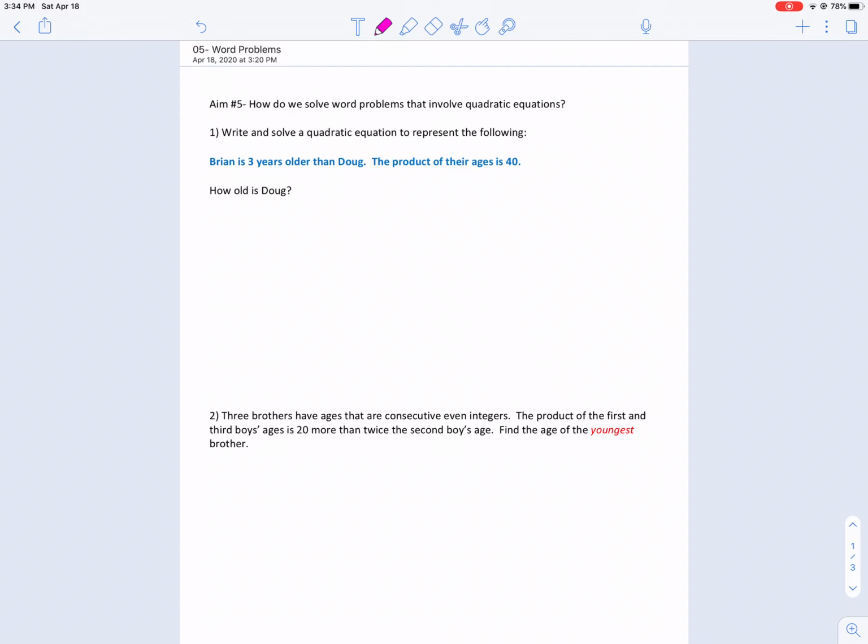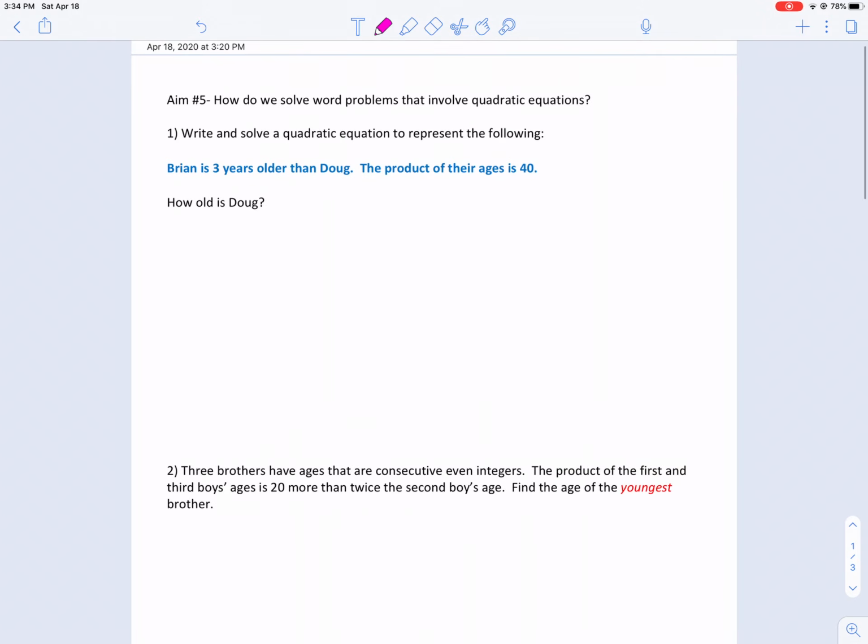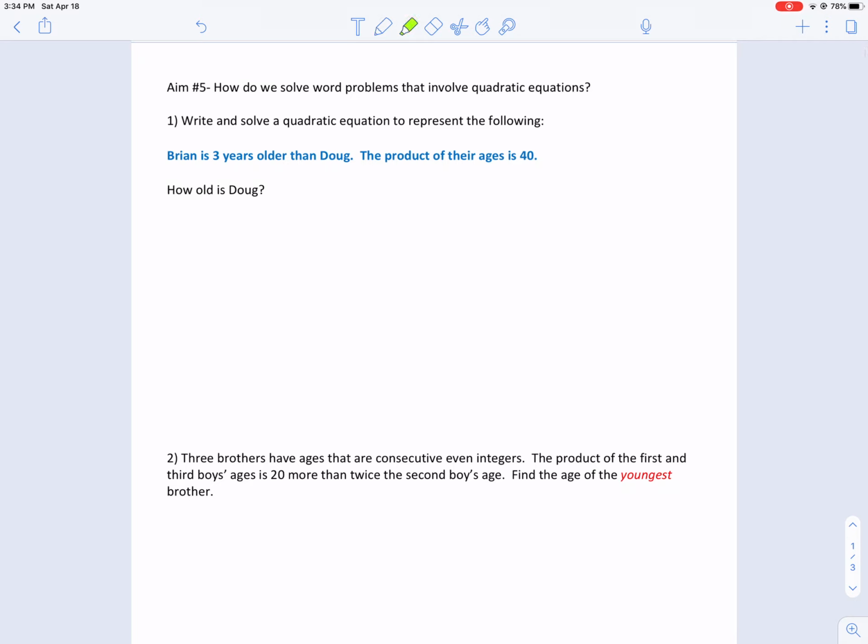Hi everyone, we are going to continue today with word problems. We're going to stick with quadratic equations, so not much is going to be new, except we're just going to use these words to set up the equation. So if you are struggling, please contact me and we're going to do some extra help.